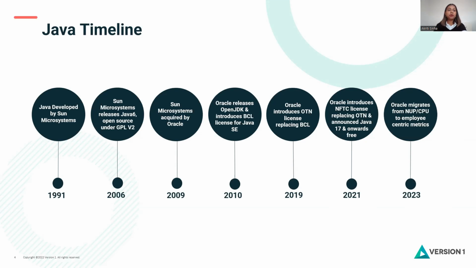In 2023, Oracle migrated from the Named User Plus, which is NUP, and CPU metrics to an employee-centric metric. This metric was introduced as part of the Oracle Java SE Universal Subscription change announced in January 2023. And this will have major impacts on how the cost of Java is calculated within an organization. So we will discuss that again later in future slides.